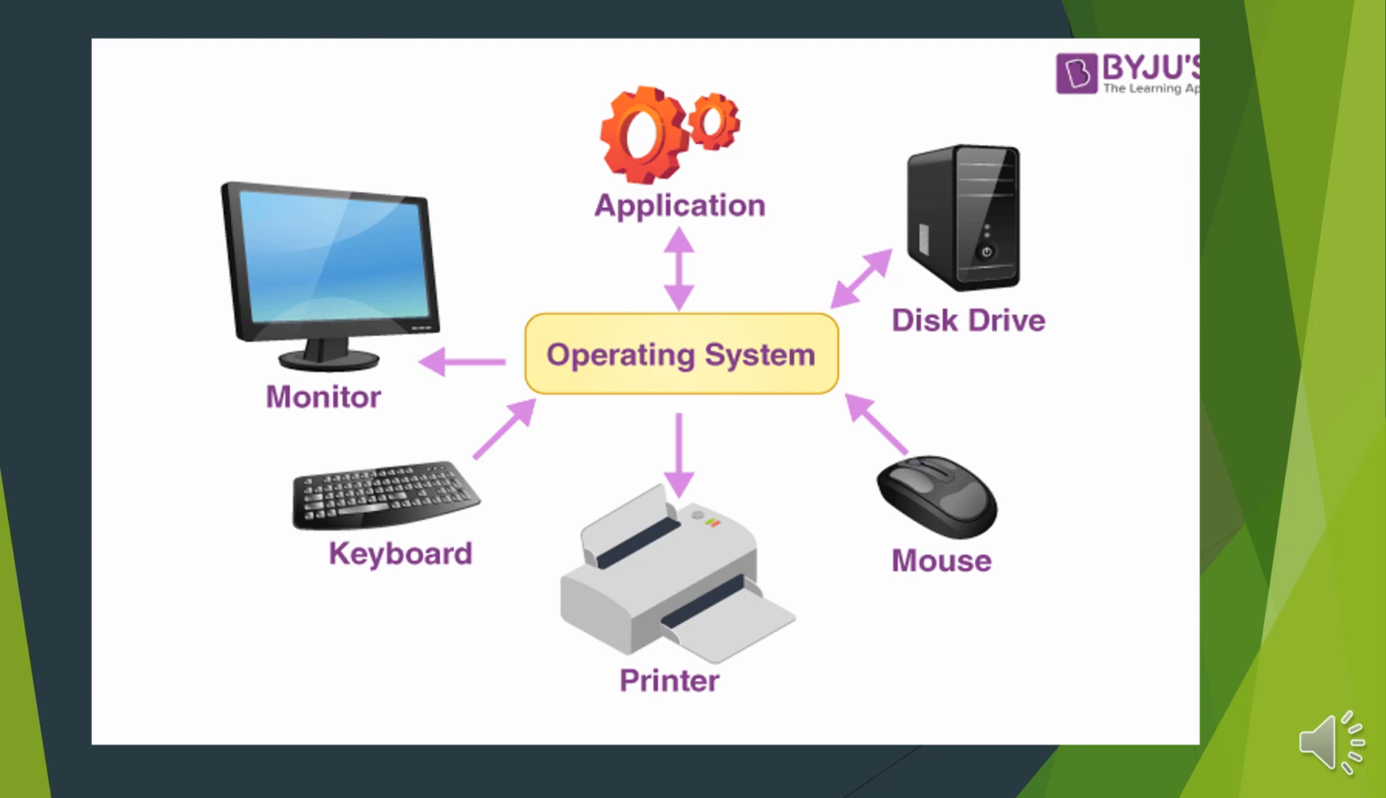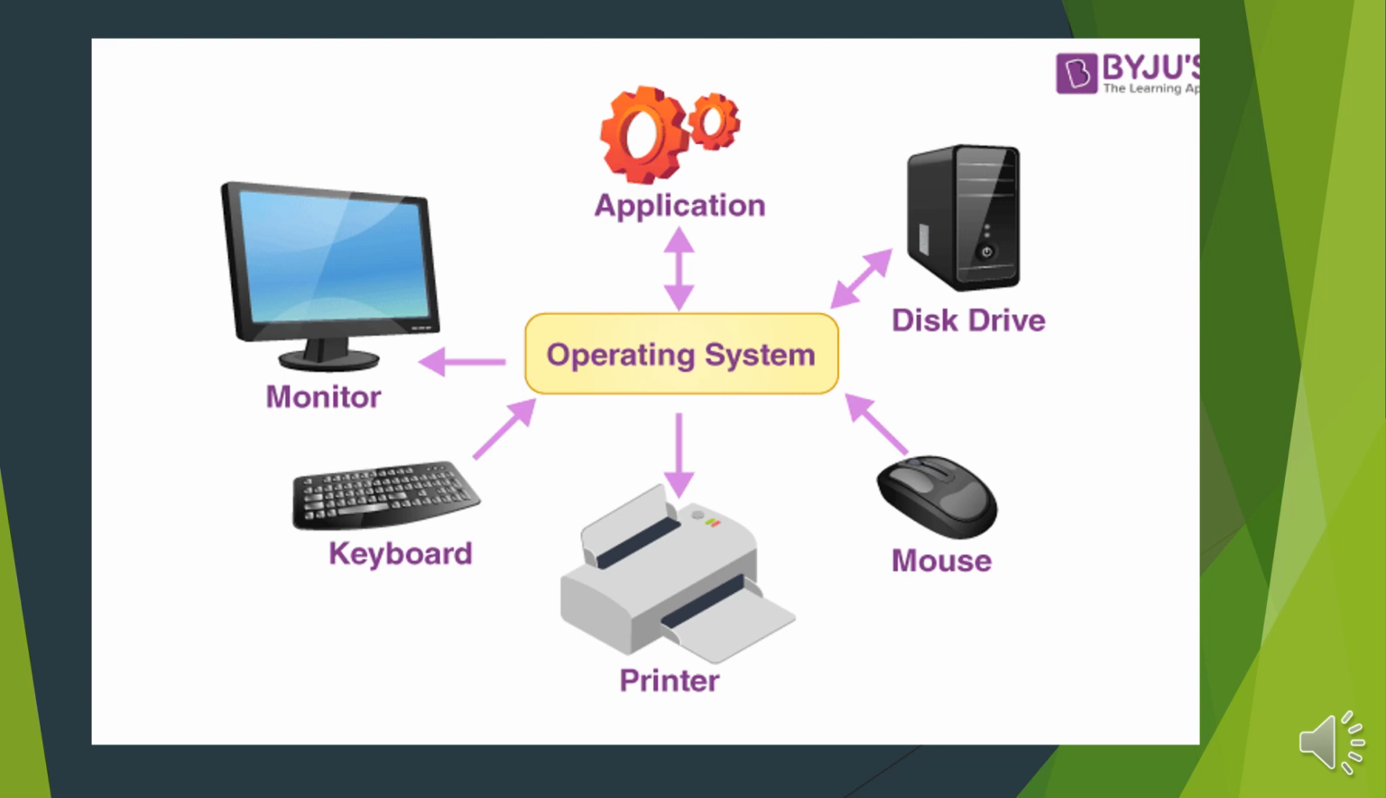Now, when we look at this operating system diagram, you see that the operating system is at the center of this diagram. And now you see the applications at the top, the disk drive, the mouse, the printer, the keyboard, and then the monitor. The operating system is in the center, which means that the operating system is in charge of every component of the computer system. The operating system manages the hardware resources as well as the software. The hardware resources that we can see here are the keyboard, the mouse, the printer, even the monitor, and then the software resources are the applications.